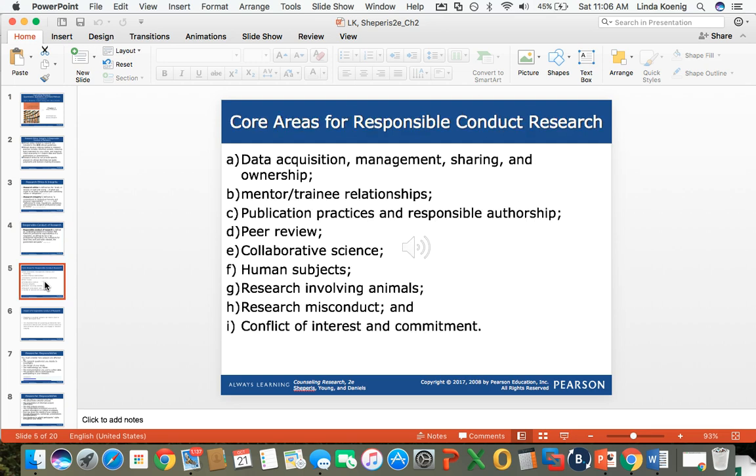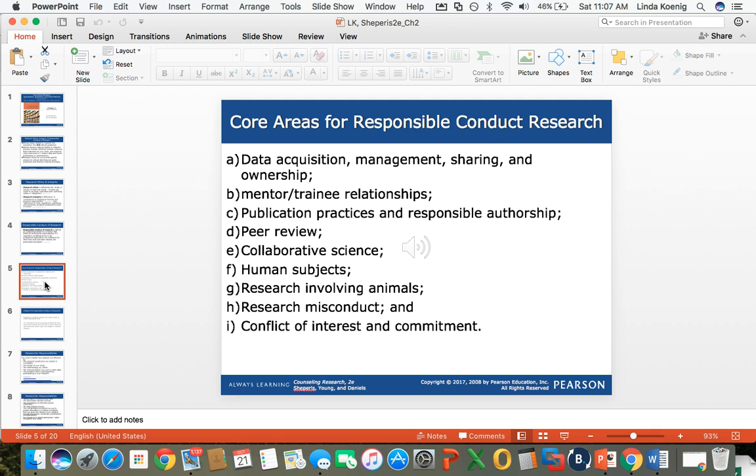So, core areas for responsible conduct of research: data acquisition, the way that we manage the data, the way that we share it, who owns it, what happens to it after the study's over. Those are all things that we have to make decisions around and be responsible for when it comes to research. And I think that unless you've done research, you don't really think, oh, how complicated can that be? And it always surprises me, things that can come up related to either acquiring the data and/or storing and managing the data.